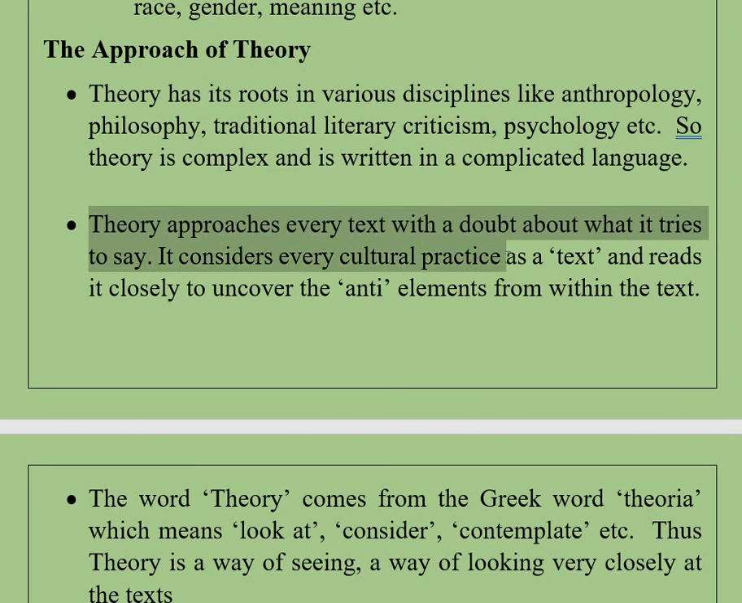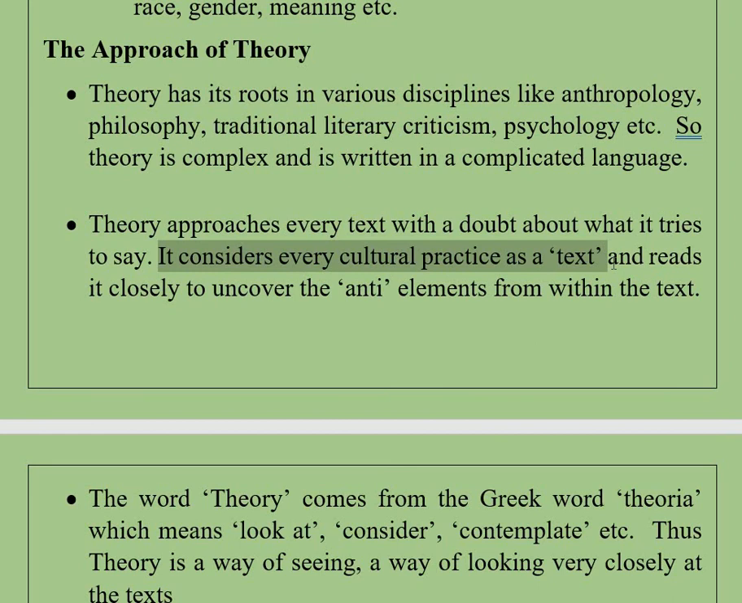It considers every cultural practice as a text. So after studying theory, from here on, we will be referring to everything as a text. By text we mean anything that creates meaning. Anything that is capable of creating meaning is called a text. So it considers every cultural practice as a text. So forget about the meaning of text like we used in a textbook.